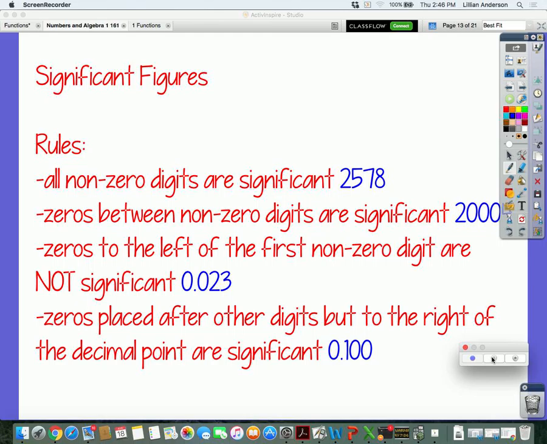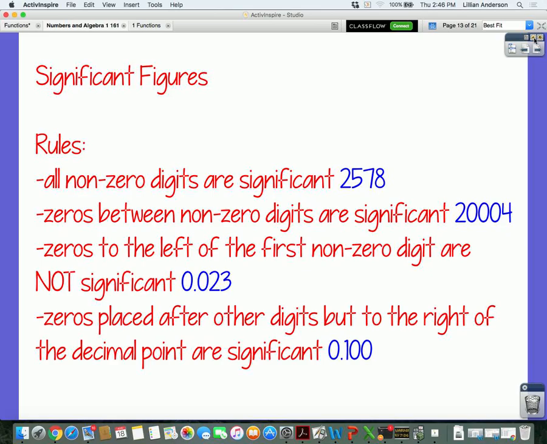Now, the rules for significant figures. All non-zero digits are significant. So in the example of 2578, every single one of those is considered a significant figure. Zeros that are between non-zero digits are also significant. So in this 20,004, every single one of those zeros is significant because they're in between 2 non-zero digits. So this is an example of 5 significant figures. The first one was 4 significant figures.